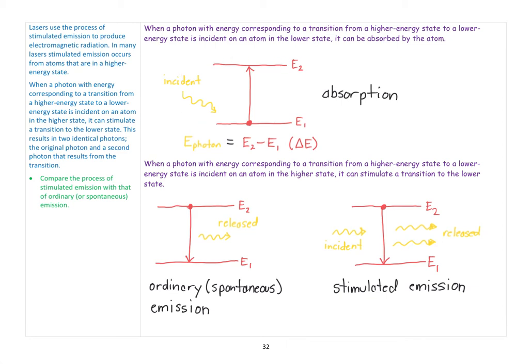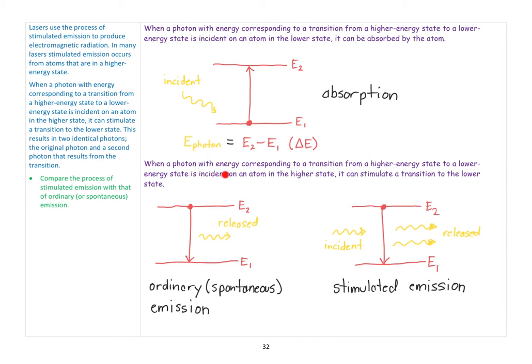Now, what normally happens following absorption is that if the atom is in the higher energy state, it will relax back to the lower energy state, and when it does that, it will release a photon that corresponds to that energy level gap. So we've looked at that before in terms of emission spectrum, emission spectroscopy, and also fluorescence is related to that idea as well. So we call this ordinary or spontaneous emission. Now, the next type of emission is a little bit special and leads to some really special consequences.